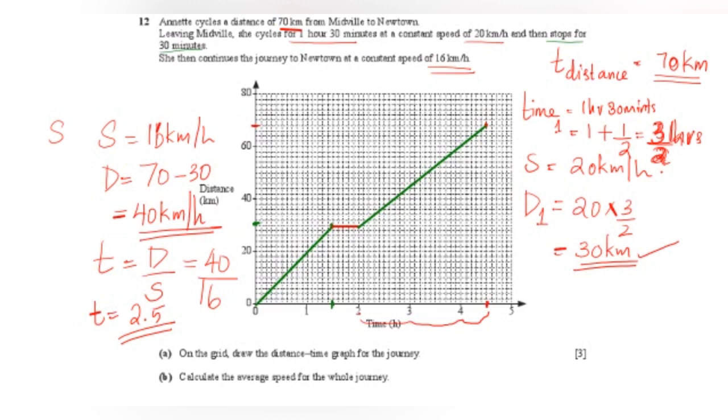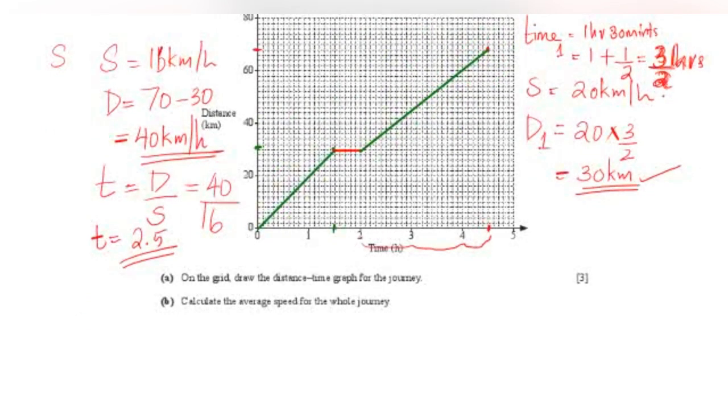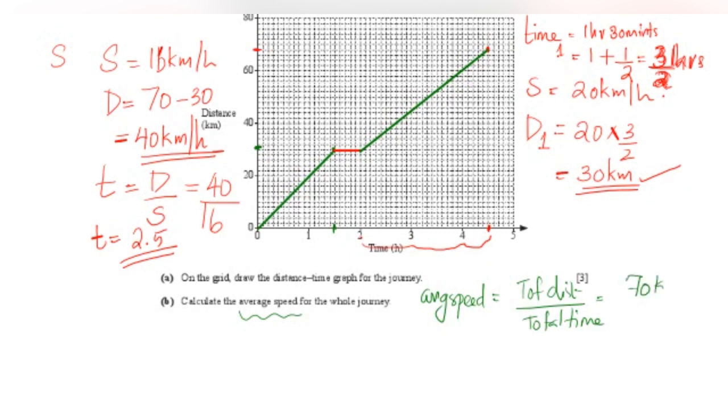3 marks. Let us move to the second part of the question, which says calculate the average speed of the whole journey. So for that you should know the speed formula. The average speed would be equal to the total distance divided by the total time taken for the journey. We know the total distance as given in the question is 70 km divided by the total time taken for the entire journey.